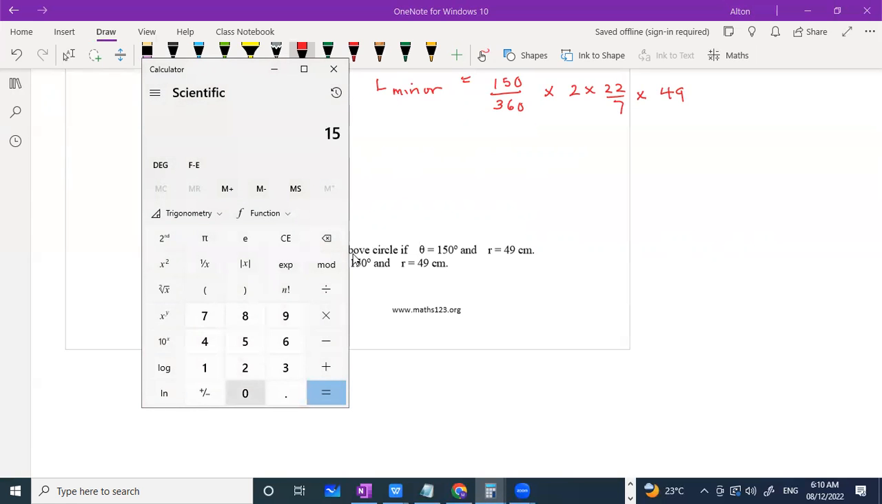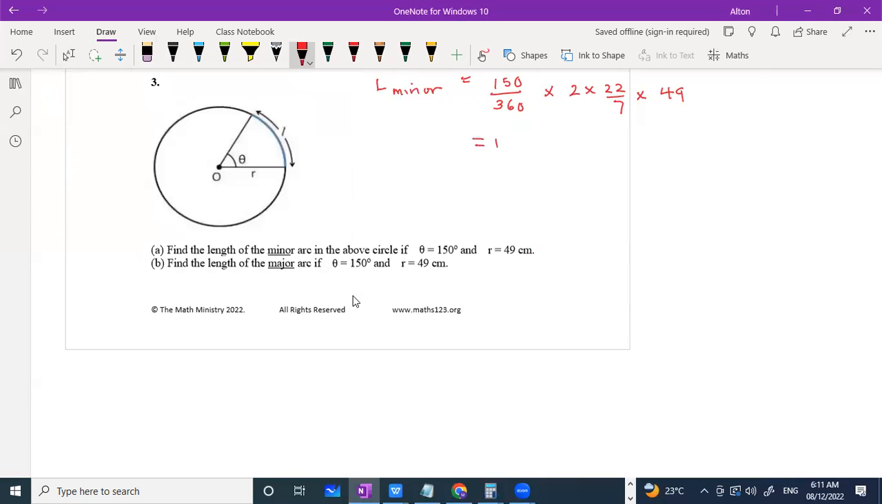150 divided by 360. We're going to multiply this answer by 2, then by 22. All right, then by 49. And we divide it all throughout by 7. Right, I'm getting 128.3 recurring.